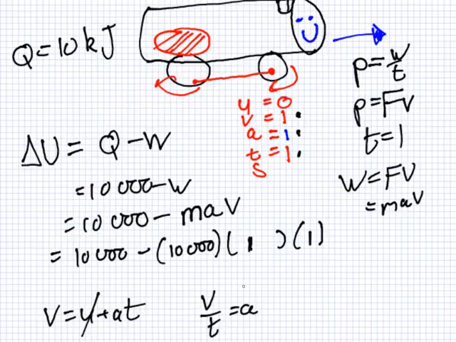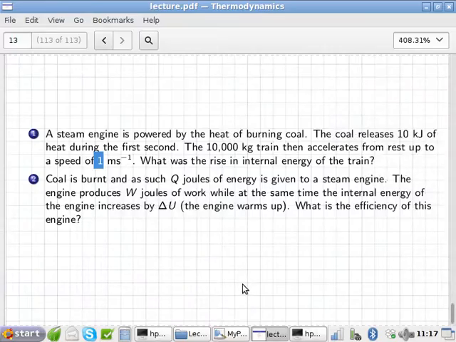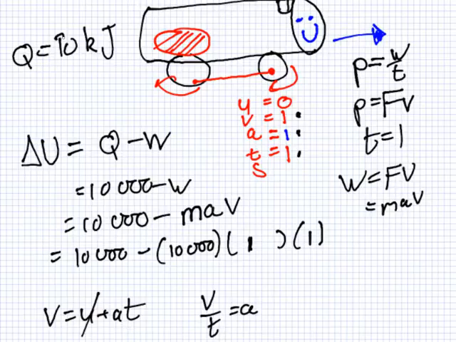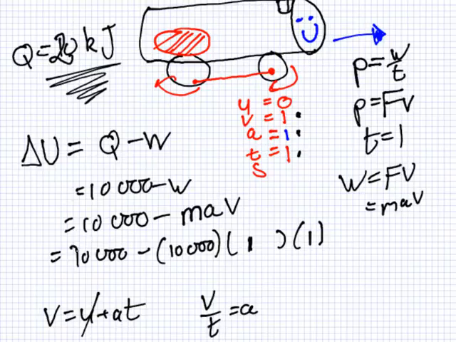Wait, those numbers are bad. Change this to 20,000 in the question. And the answer is 10 kilojoules. I don't want the answer to be 0. That's very bad.